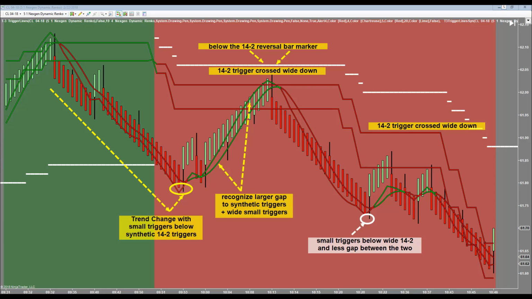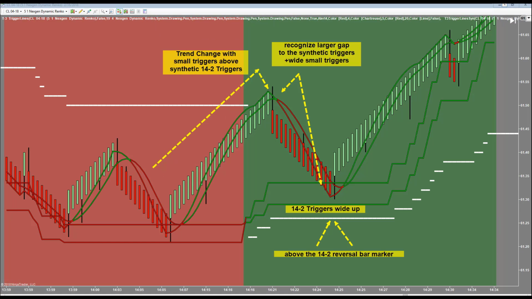You want to be aware of the width of your small triggers and expect a little bit more retracement before taking your short trend trade. In this final example, you'll see the same thing. Following a strong trend to the downside, we finally had a trend change back to the upside. When we made this trend change to the upside, you can see the larger distance, the big gap, back to the synthetic triggers that are wide up.